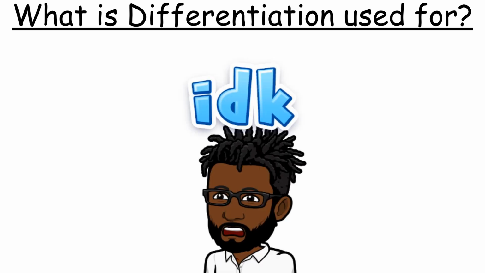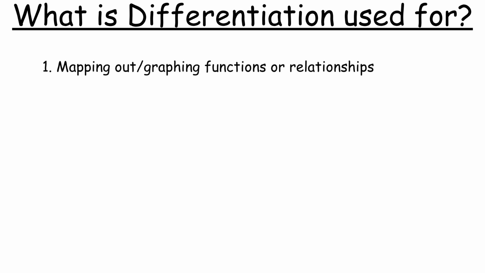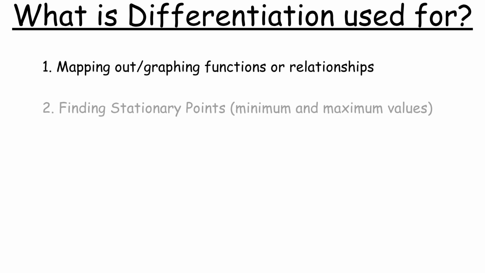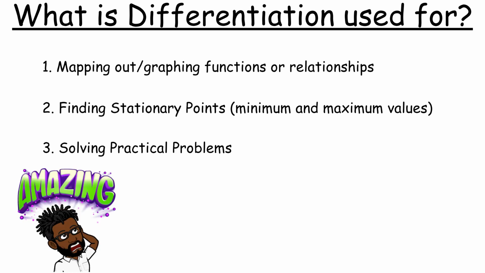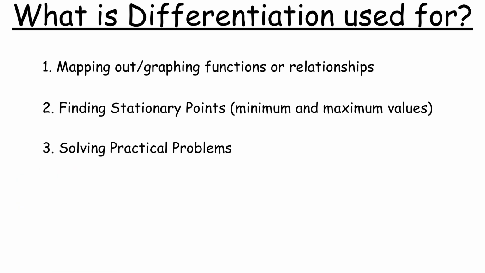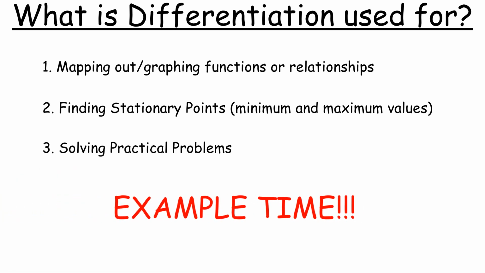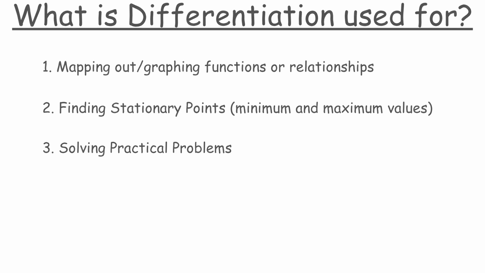So in what scenarios is differentiation useful? You don't know? Well, let me tell you. One of the main things differentiation is useful for is mapping out and graphing functions or relationships. This leads to finding stationary points, minimum or maximum values, and that therefore leads on to solving practical problems. Now, we're going to go through some examples of graphing functions, finding stationary points, and solving practical problems.